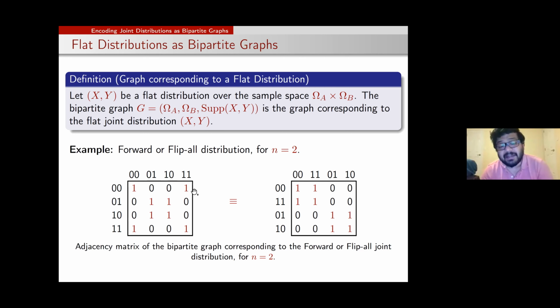Interestingly, we can rearrange this matrix by permuting the columns and the rows such that we have a block of ones and a separate block of ones. So this is a rectangle and this is a rectangle. What I want to communicate here is that the graph corresponding to this distribution is a P4-free graph.